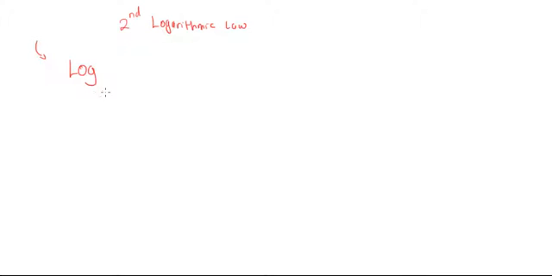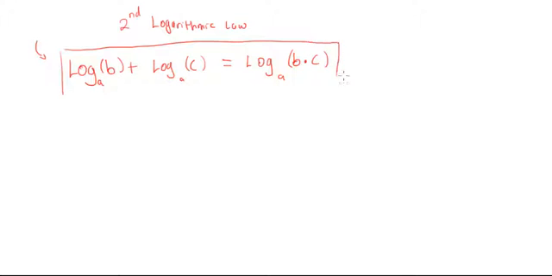Well, we learned that the log to the base a of b plus the log to the base a of c is equal to the log to the base a of b times c. This is what we learned as our first logarithmic law.